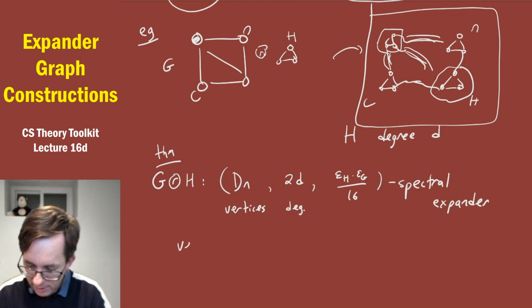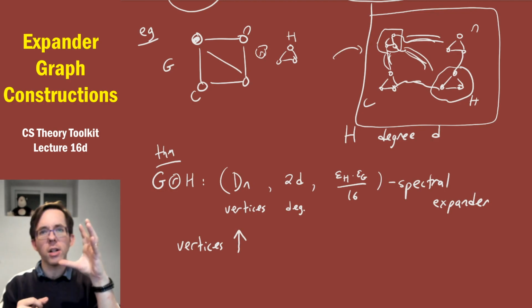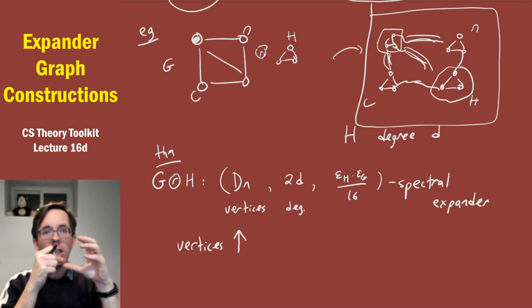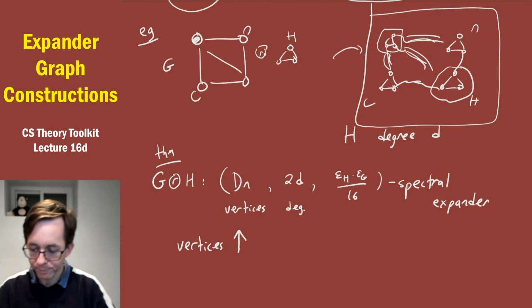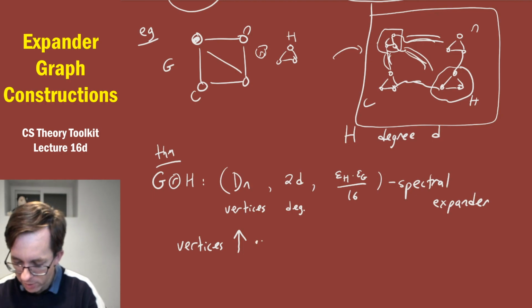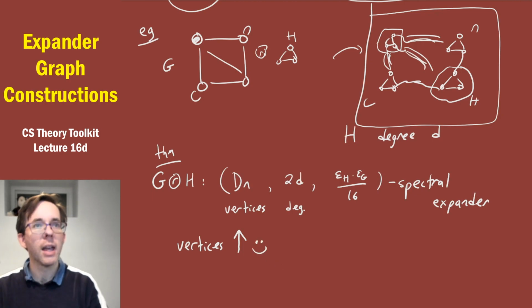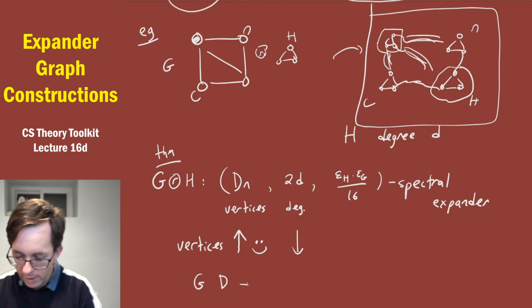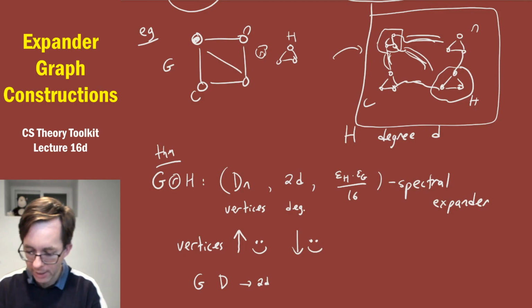The number of vertices went up. The idea is we're going to start with some expander G, and do this replacement product with H and try to get a bigger expander. So the number of vertices went up. That's good. It allows us to make bigger graphs. And the degree actually went down. G's degree was D, and now it went down to 2 times little d. So that's good. We kept the degree nice and small.